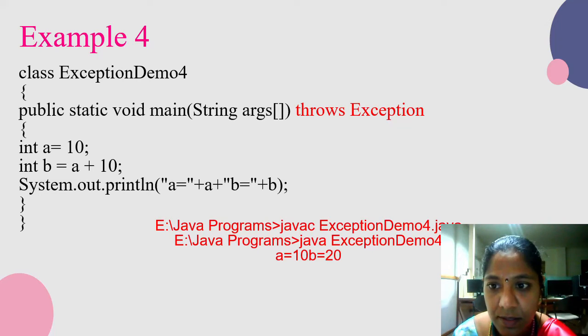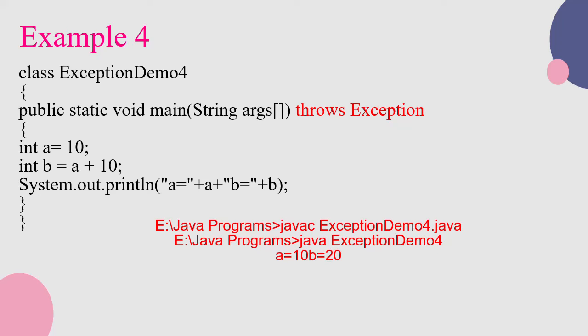In this example, you can see the usage of the throws keyword, which is normally used along with a method. The main method here throws an exception. Throws is a keyword that is used normally along with method signatures. Here, void main is the method signature, and you declare the exception in the method signature.